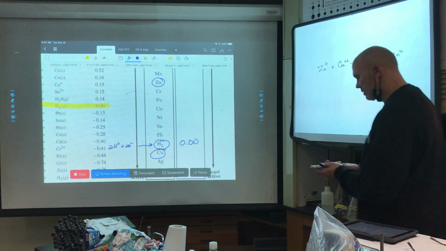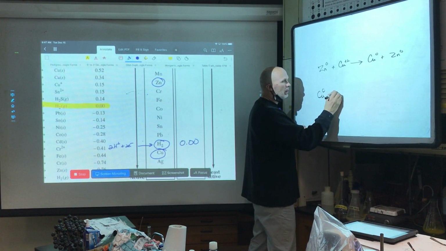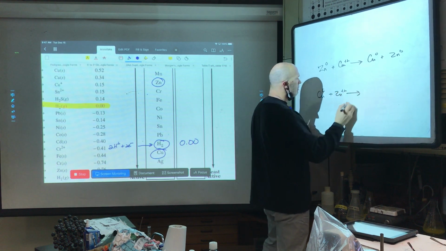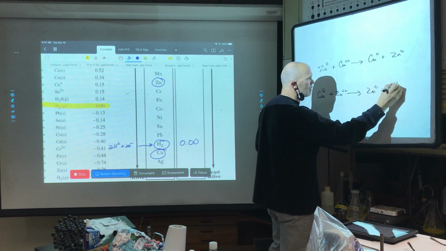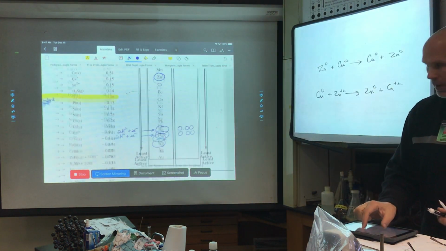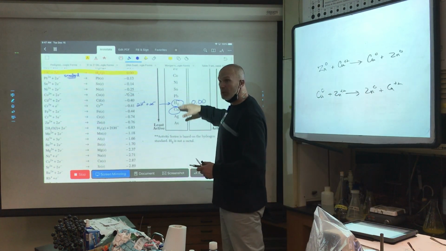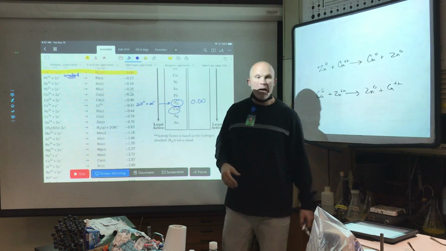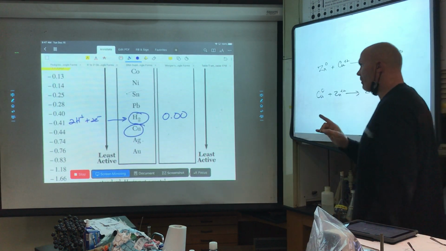What if I give you this? What if I said copper 0 and zinc plus 2 makes zinc 0 and copper plus 2? Is this spontaneous? No, because you're going to pick copper, which is below the zinc. It's not as good at oxidizing.